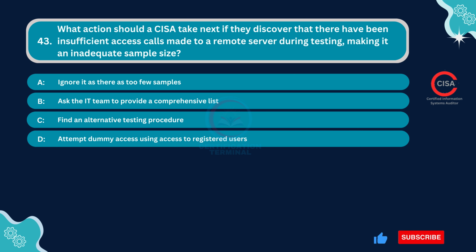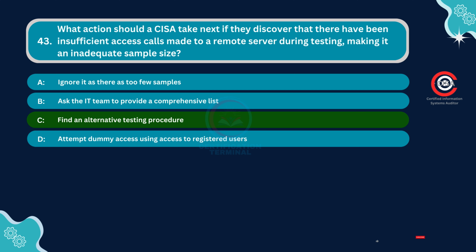The correct answer is Option C, find an alternative testing procedure. The CISA identified an insufficient number of access calls made to the remote server during testing. This limited data set prevents a reliable assessment of access controls and potential vulnerabilities. By finding an alternative testing procedure, the CISA can adapt to the limited sample size and still gather valuable information about access controls for the remote server. This ensures a more comprehensive and risk-based approach to security testing.